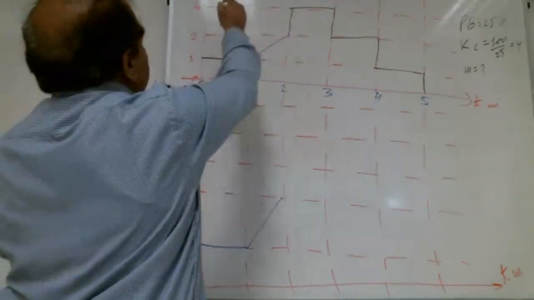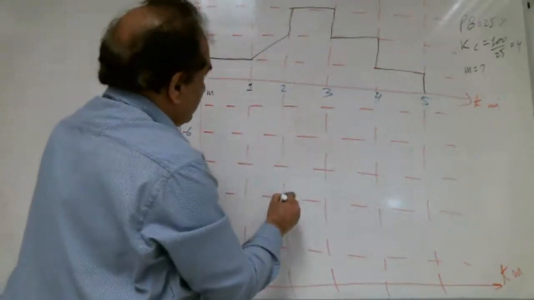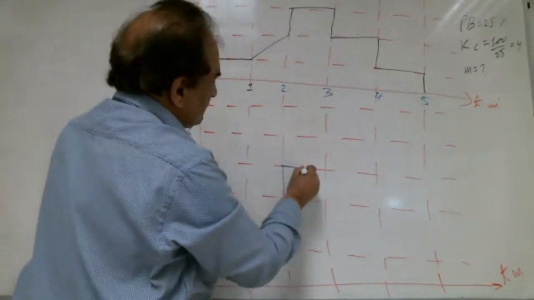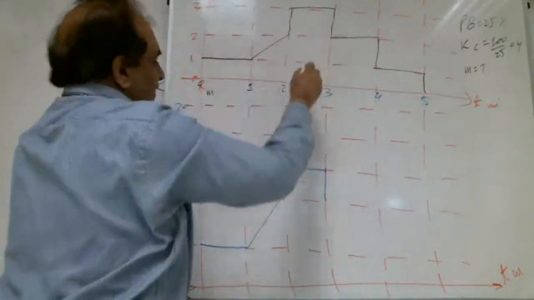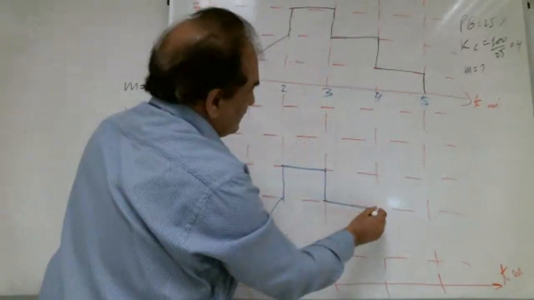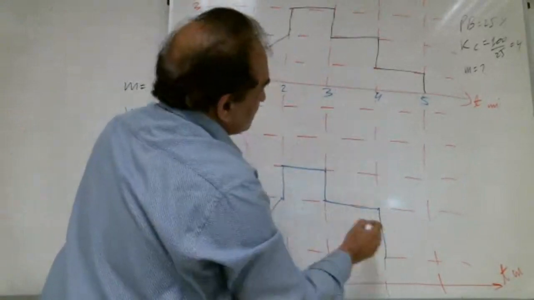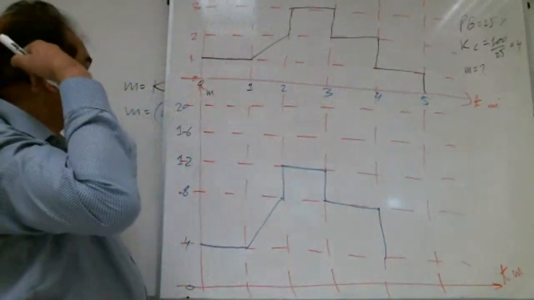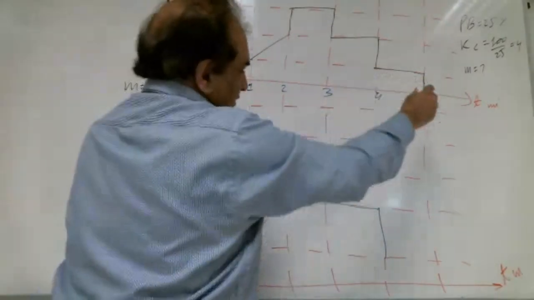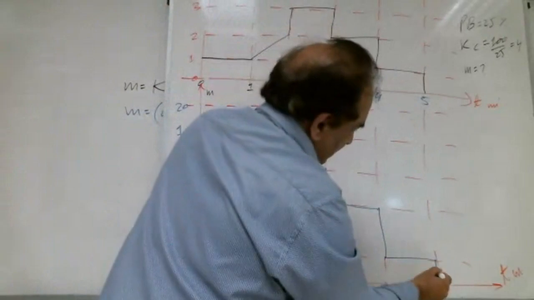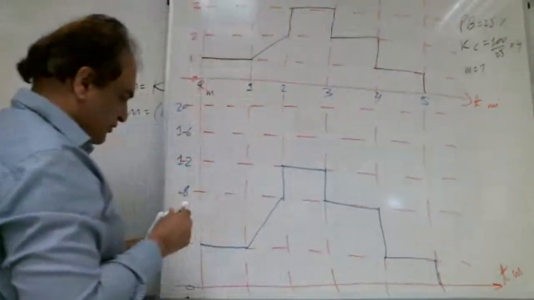Then it goes to 3. 3 into 4, 12. Then it comes back. Here it is 2 again, so 2 into 4, 8. Then it goes back, right, Shabab? So 4 into 1, 4. And then it goes like this and comes to 0, because 0 into 4 is 0.